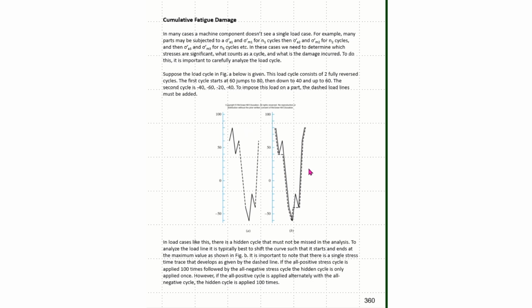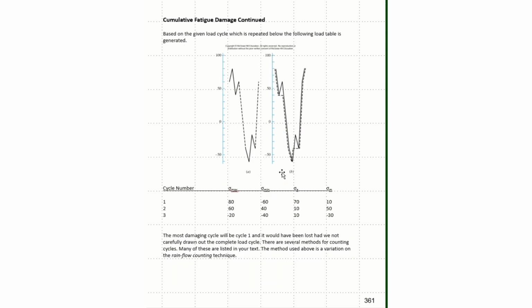Now what we want to do is put this graph into table form representing the cycles that need to be considered. And we do that on the following slide. So here's the same load diagram repeated. Now in my first cycle, I'm going to list my maximum stress, which is 80. Then I'm going to drop down here to the minus 60 and back up to the 80. And that will be my first load cycle. And that's the hidden load cycle.